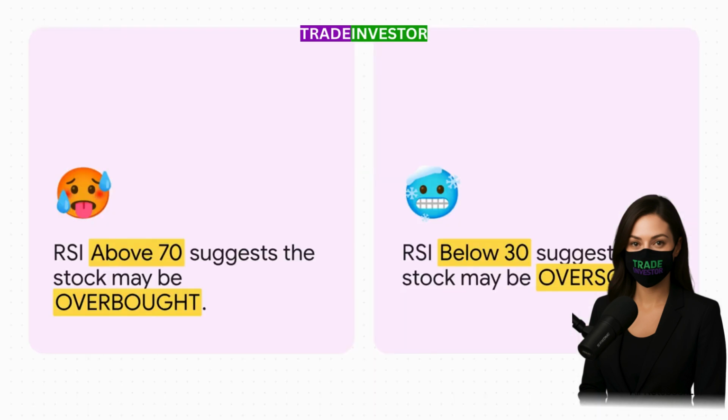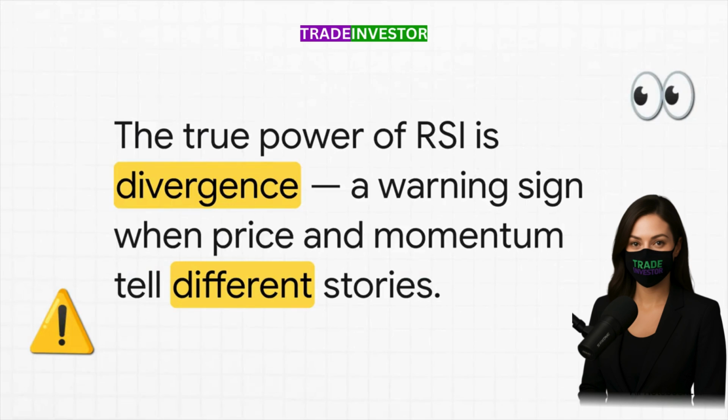Now, the classic way to read the RSI is with these two key levels. If you see a reading above 70, it suggests the market is overbought, and it might be due for a little pullback. A reading below 30 suggests it's oversold, and it could be ready for a bounce. Think of these as your potential zones of action. But here's where the real pro insight comes in.